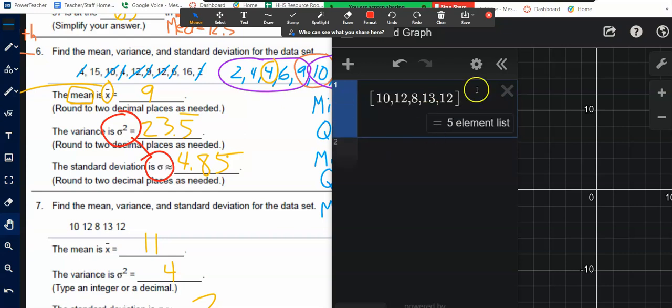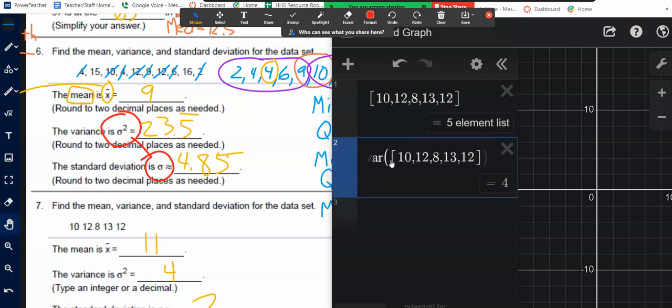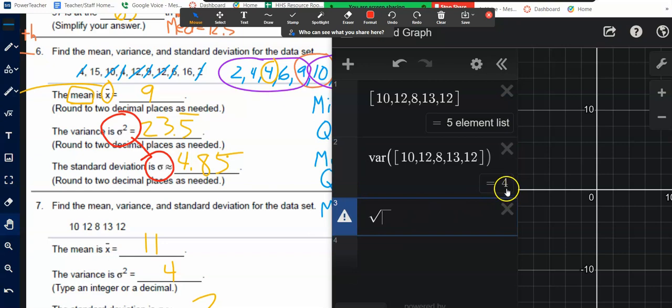Okay, so highlight that whole thing, copy it, come down here, variance, paste it. So the variance is 4. And just like I said earlier, SQRT, copy this, put it in here, paste it. We get a standard deviation of 2, and that's the end of that. That's all we had to do on that particular video.